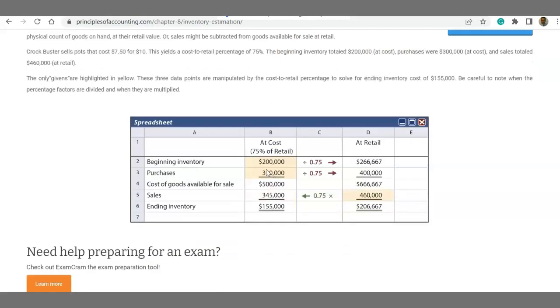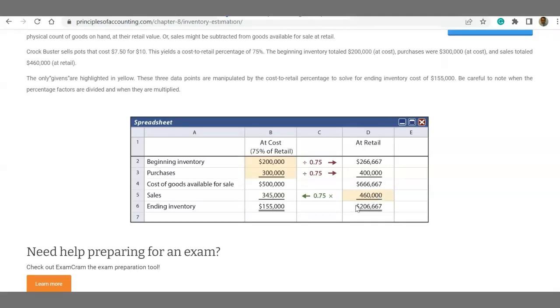So let's look at this situation. 200,000 beginning inventory divided by 75%, 0.75, gives us about $266,000 of retail. We purchased $300,000 of additional inventory, divided by 0.75, which is the 75% cost to retail percentage. That gives us 400,000 retail. If you add them up, if we sell every single inventory we have, it will be 666,667 retail sales price, if we sell everything.